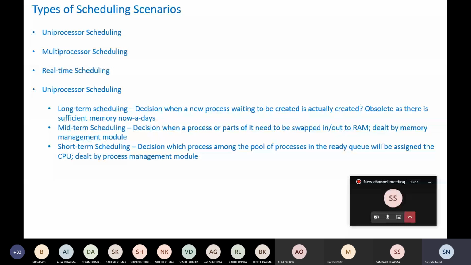Real-time scheduling, as we found in the introductory classes, is meant for real-time systems where deadlines are given and the process needs to complete things within a given deadline. If it is hard real-time, it must do it, otherwise the whole system collapses. So it's basically deadline-based scheduling. But typically when we talk about scheduling in an operating system, we basically mean uniprocessor scheduling.